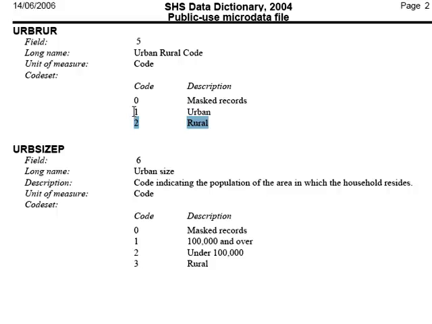But then these things, urban, rural, have to be known to you as a researcher, that 1 stands for urban and 2 stands for rural, or otherwise you wouldn't be able to ascertain this just by looking at the variable. So let's switch to our Commander and see how we use this information.